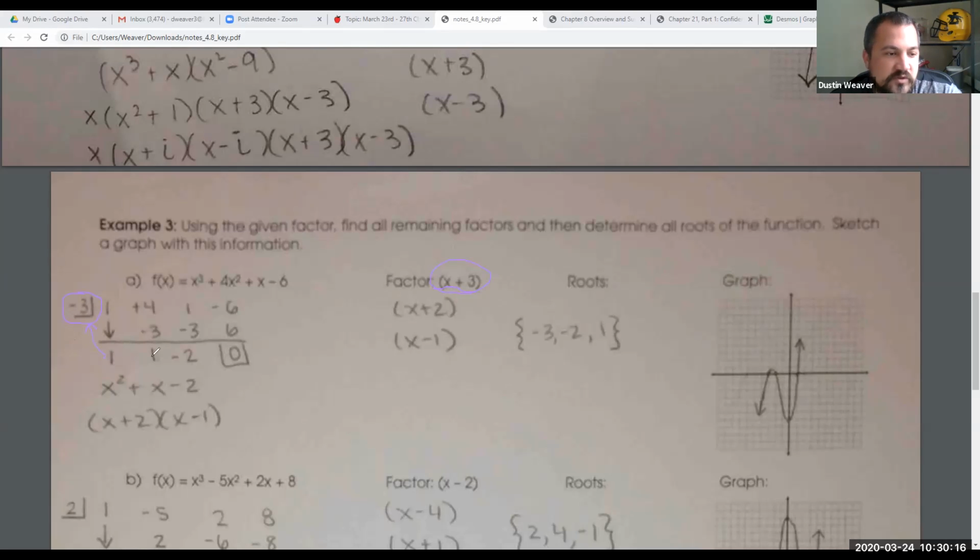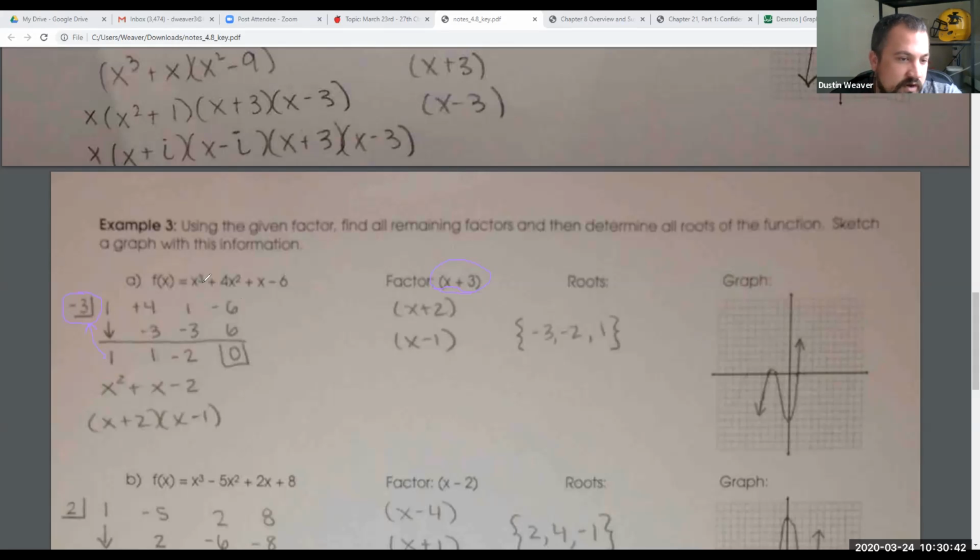So again, we get to multiply. 1 times negative 3 is negative 3. Positive 1 plus negative 3 is negative 2. Multiply negative 3 times negative 2 is a positive 6. And then add negative 6 and positive 6 is 0. So notice we get a remainder of 0. We should always get a remainder of 0 if we're doing the factor theorem.